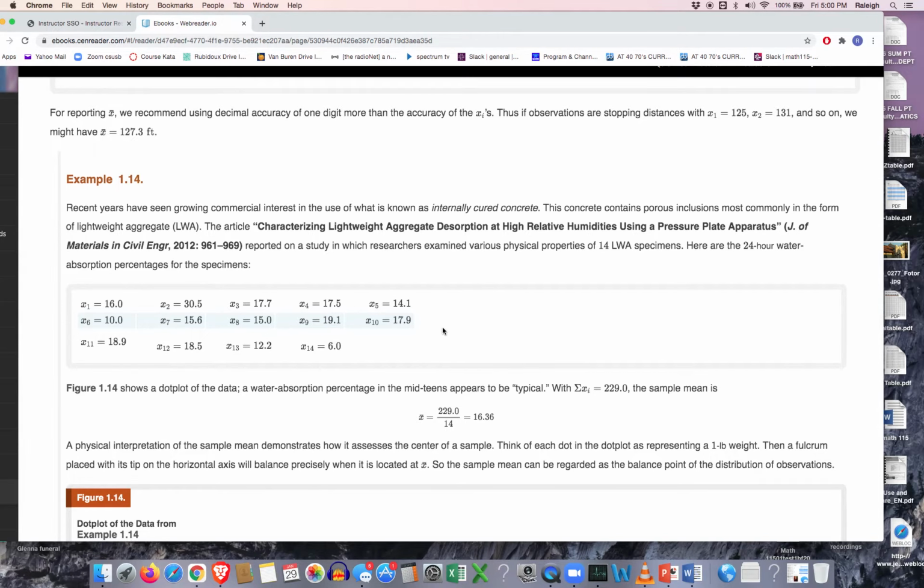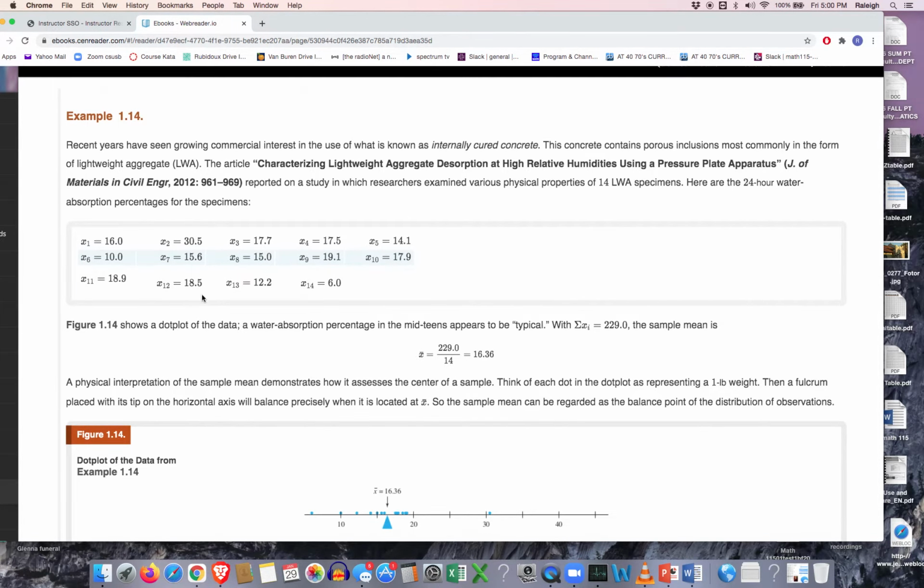And so we have a survey here. They've decided to add up all these numbers and got a total of 229. There were 14 observations, so the average of this is 16.36. What are they talking about? It has to do with absorption percentages for the specimens.